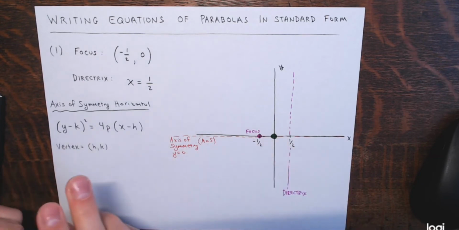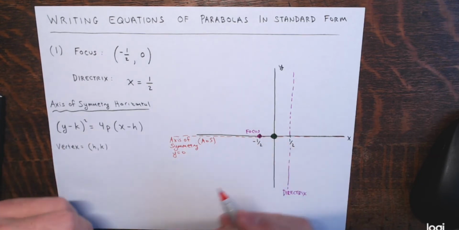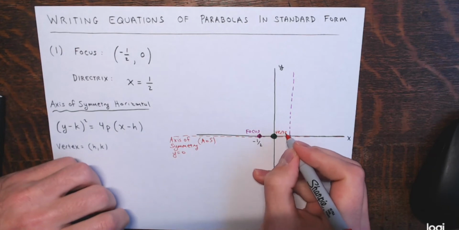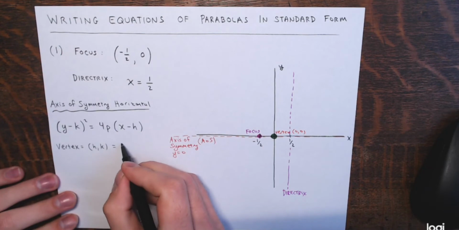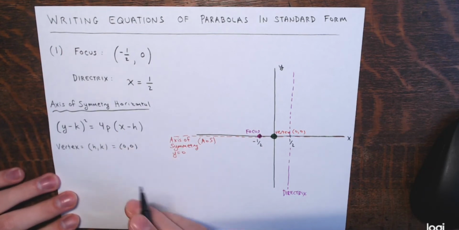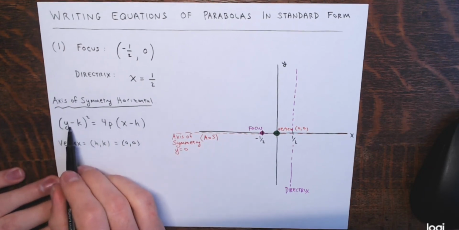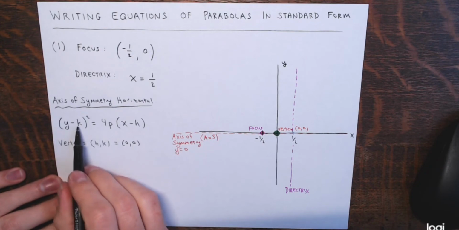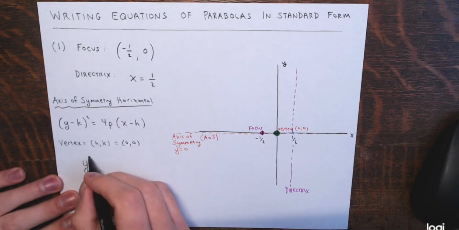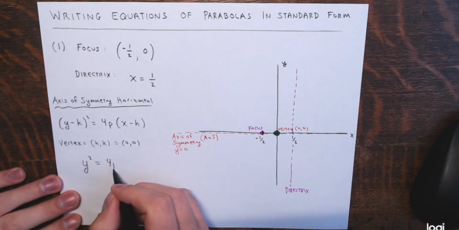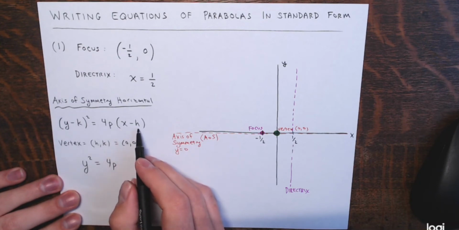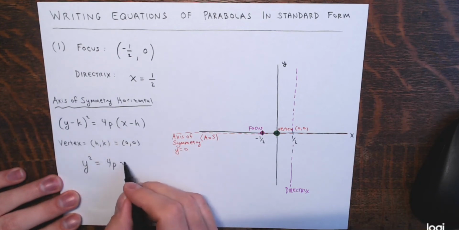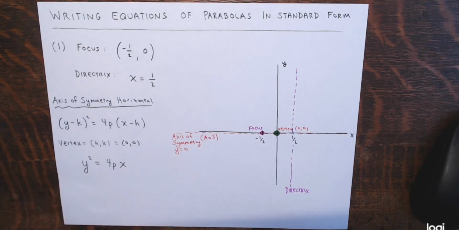There's the vertex. It has to be the origin. So the vertex is the origin, 0, 0. So if I put those in, we got y minus 0, which nobody writes. That'll just be y squared on the left equals 4 times p times, and then, again, you can put the quantity x minus 0, but usually that's just written as x. So now the equation looks like this.